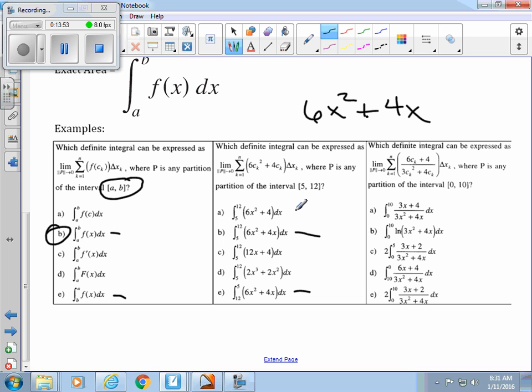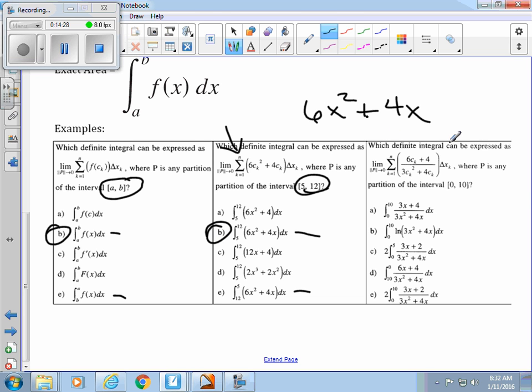Any questions so far? And then I'm going from 5 to 12, not 12 to 5. So it's got to be B. Any questions about that? So you pick out the function, pick out the limits, and that's how you would transfer. You will never have to work a problem from summation notation. The worst case scenario is you'd have to change it into integral notation so that you can work it. So that's nice to know.